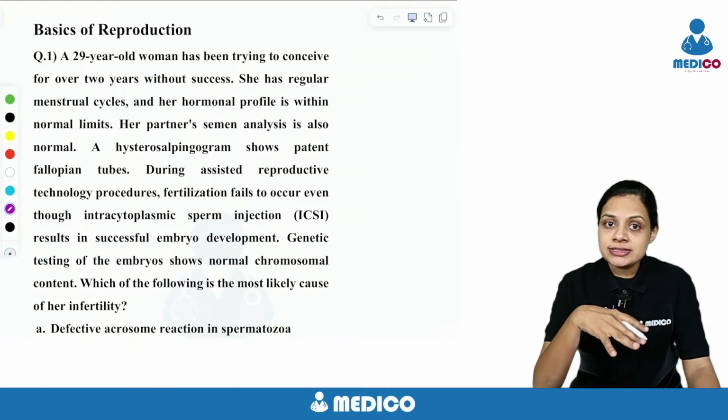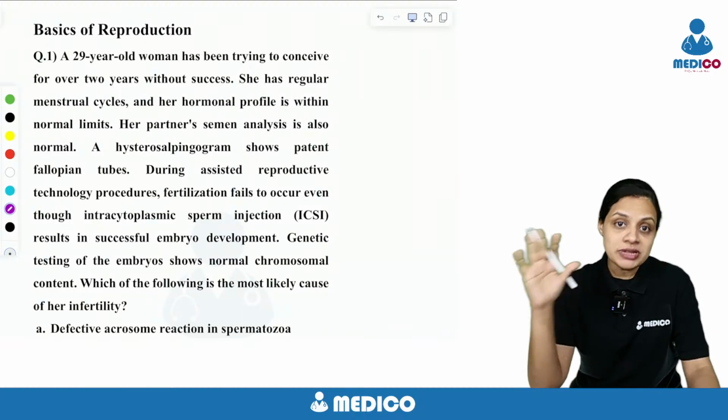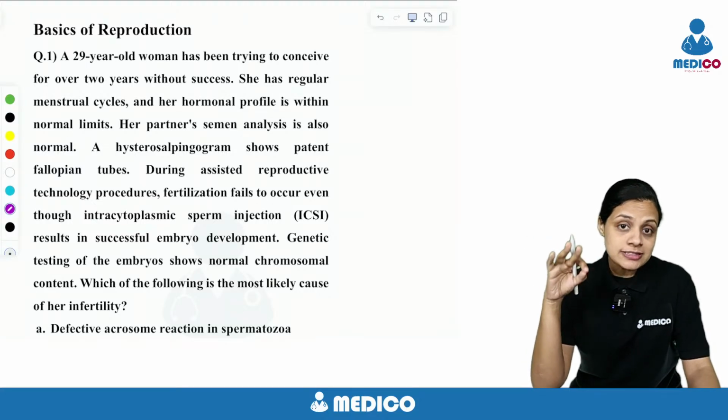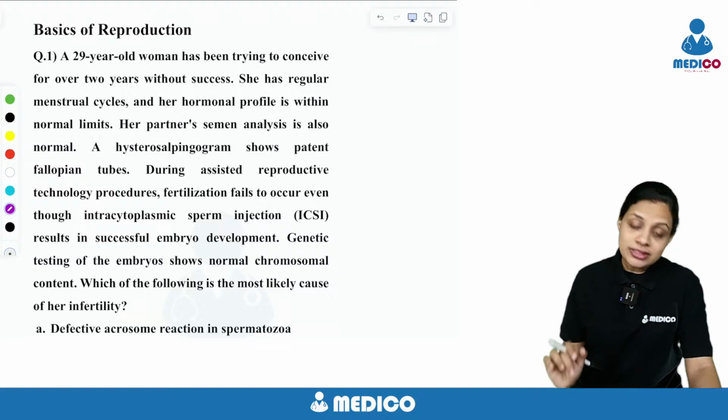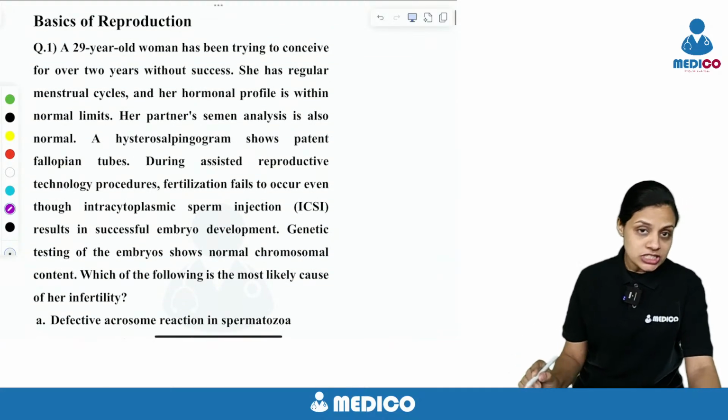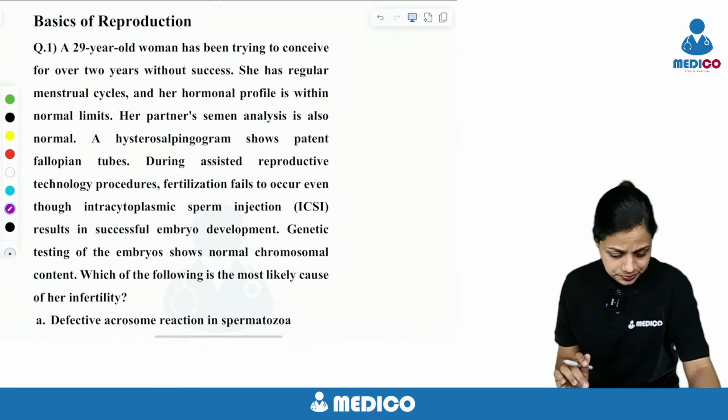These are the topics that you just cannot afford to miss. I'm not saying these are the only topics, but these are the ones that you cannot afford to miss, and you must be able to solve the questions that come from these. All right. So with that, we'll take up our first question, which is from the basics of reproduction.